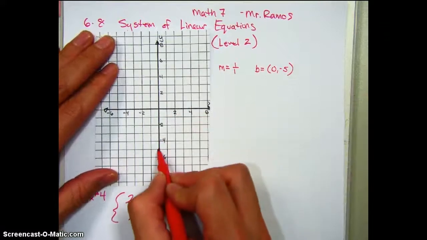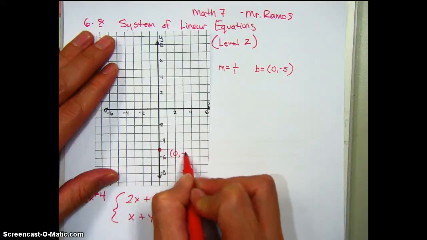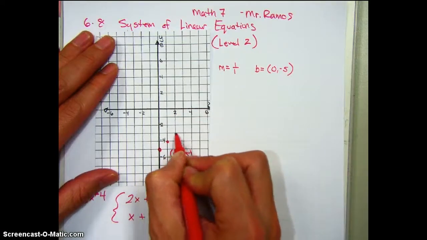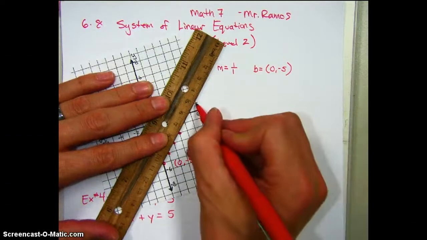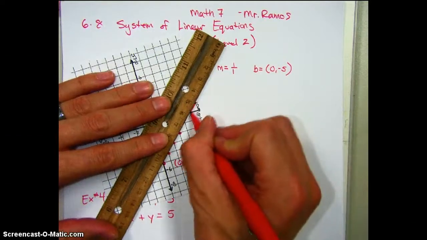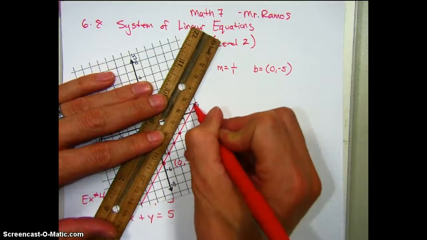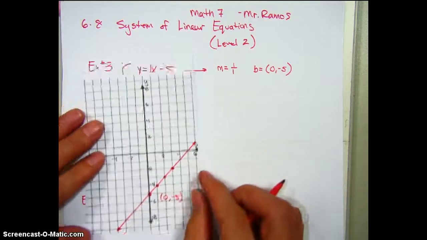So (0, negative 5), that's right here. And then I move up 1 over 1, up 1 over 1, up 1 over 1, and you can see that first line. Okay, so this represents all the values that make this true. Then I'm going to move on to the second one.